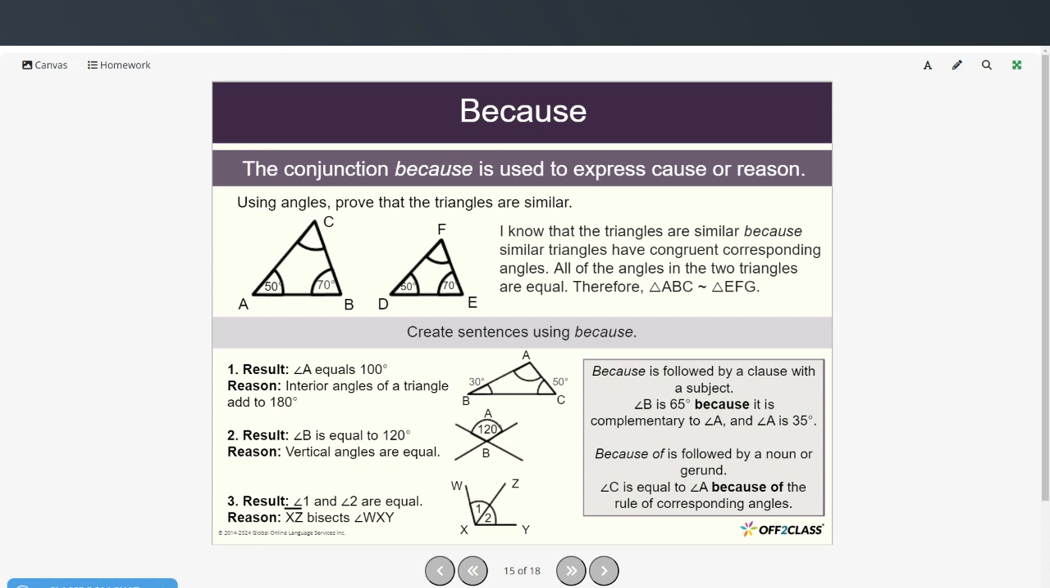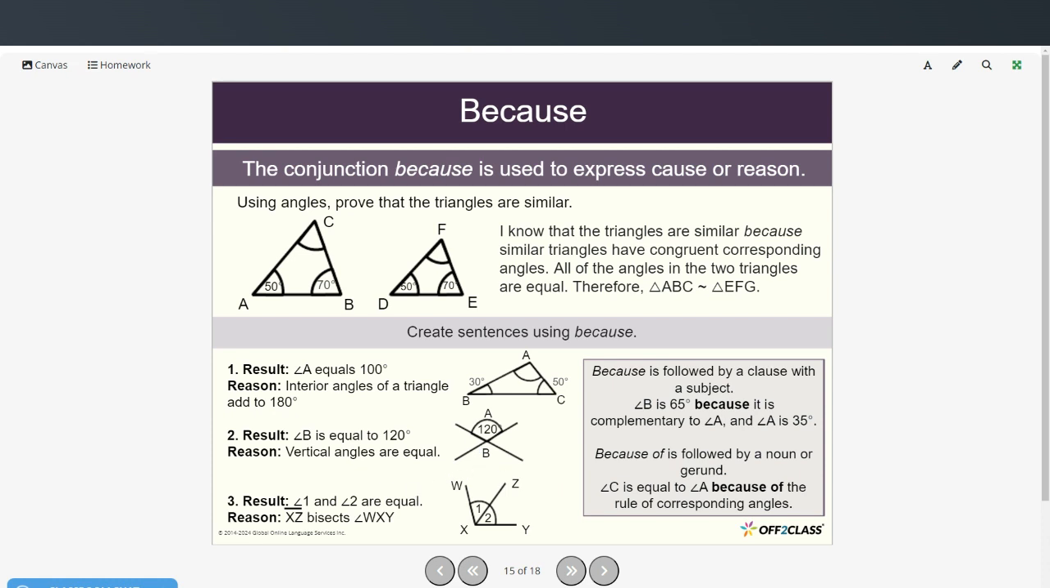Here, angle B is equal to 120, and the reason is vertical angles are equal. Well, we know that angle A is 120 degrees, so angle B is 120 degrees because vertical angles are always equal, or because of the rule of vertical angles or corresponding angles.